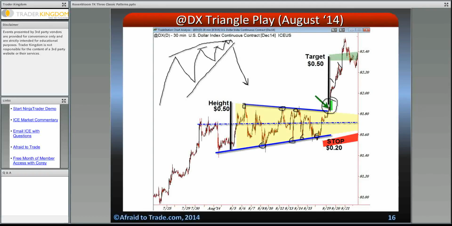And the height, this is the top of the pattern, I just drew it backwards, top of the pattern to the bottom of the pattern, is about 50 cents in the dollar index. We're going to add that to the top of the breakout, 81.80, which takes us to about 82.30. Price went above that. That's okay. Our stop and our exit is done, and the trade has been successful. So these are quick impulse trades. Same thing with a wedge for that matter.